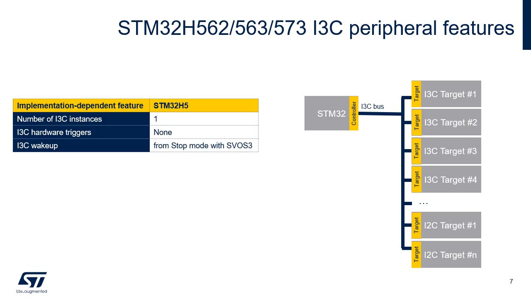The STM32H5 have a unique I3C peripheral instance. The figure represents the I3C peripheral configured as a controller in the microcontroller. The features of the I3C peripheral are identical to the ones in the STM32H5.